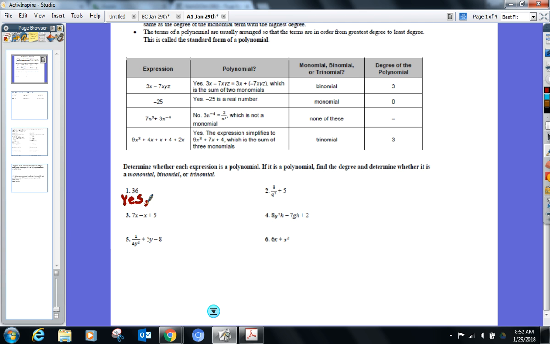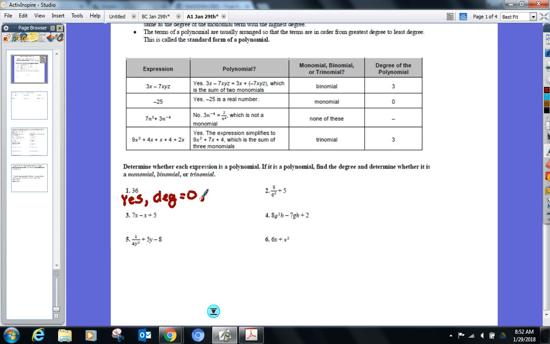Find the degree. If it contains no variables, we say the degree is 0. All right? Again, take a look up at your chart up here. -25, a number, no variable. Degree, highest exponent is going to be 0. So the degree is 0.